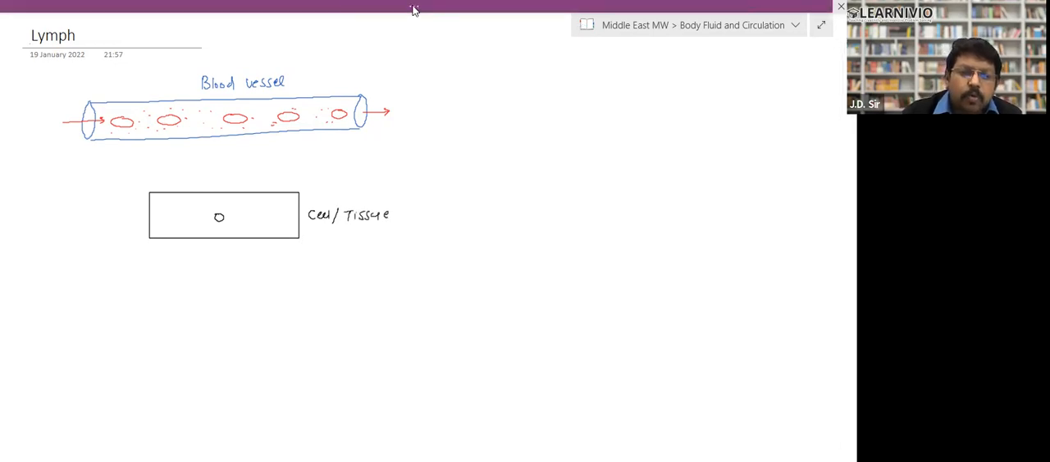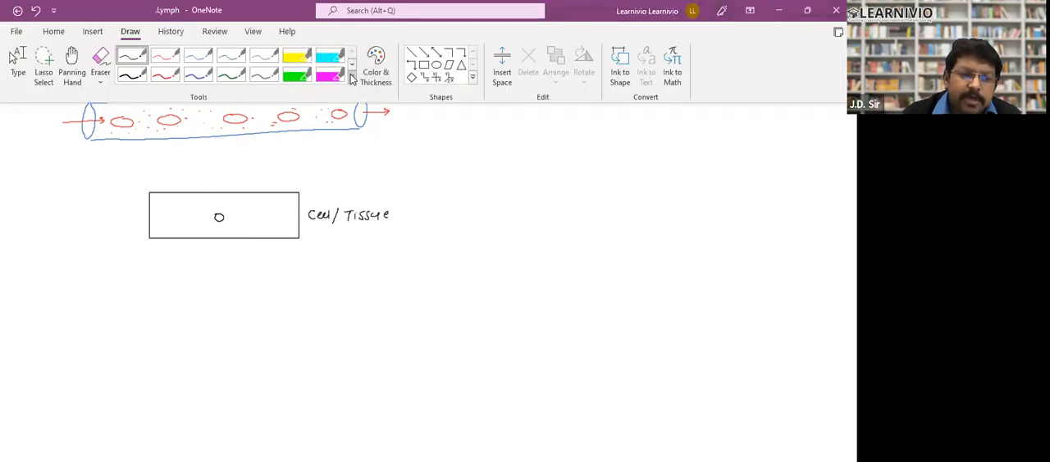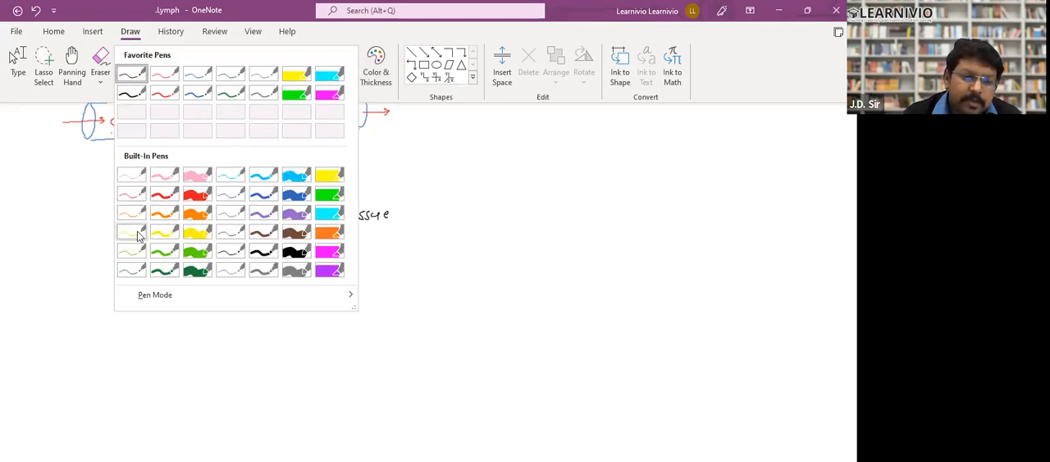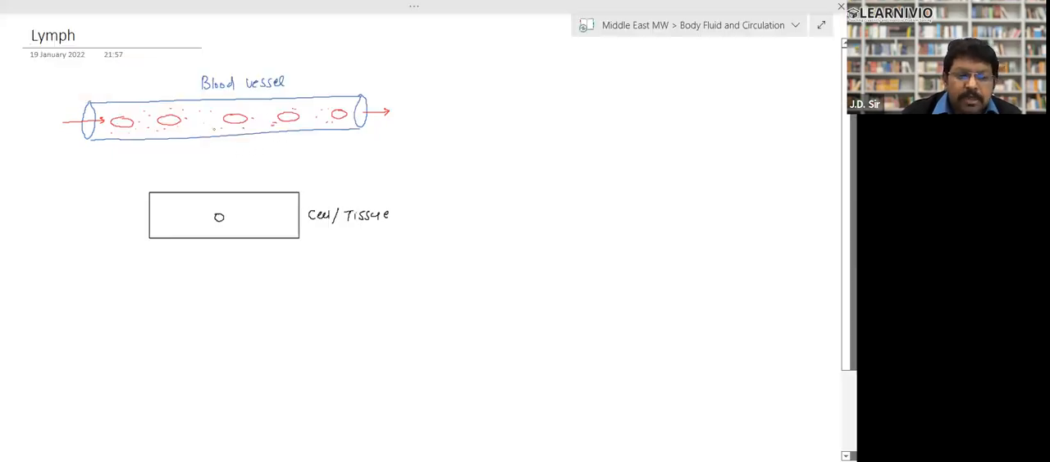Now, the blood capillary does not remain in direct contact with these cells, right? Since the blood vessels are not completely impermeable, some amount of blood plasma leaks out and keeps accumulating in the space between the capillary and the tissue, and the space between the cells. This leaked-out substance is called lymph. Lymph is a yellow-colored substance.